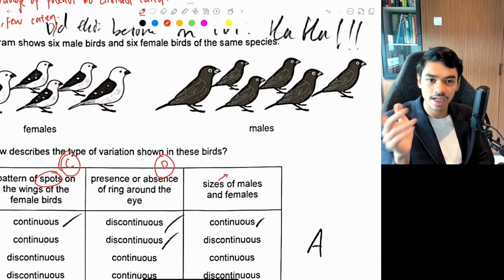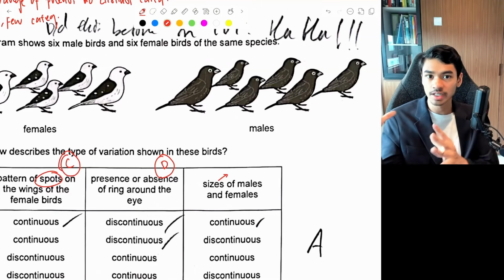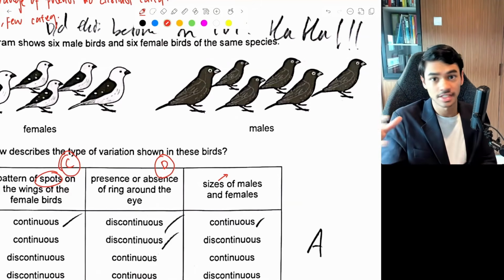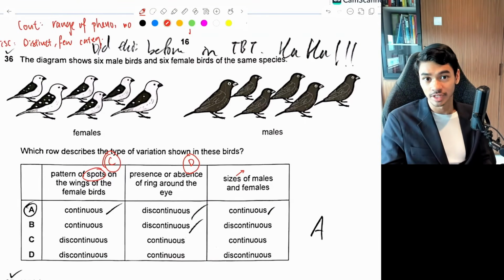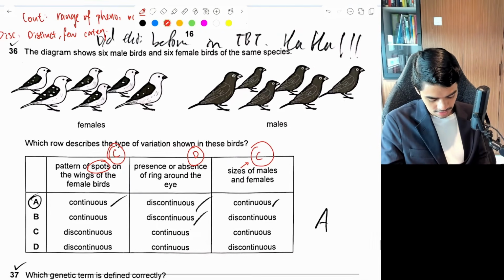Size, weight, height, these things you already know are continuous, right? Are all people either big or small size? Is there big, medium, small size? No, there's a wide range of the size of a person, and same goes for the birds. And it's actually affected by how much they eat, so it's affected by the environment, as well as their genetics. So it's not only genetics or environment, it's both. So this one is continuous. So it should be C, D, C. A is the correct answer.